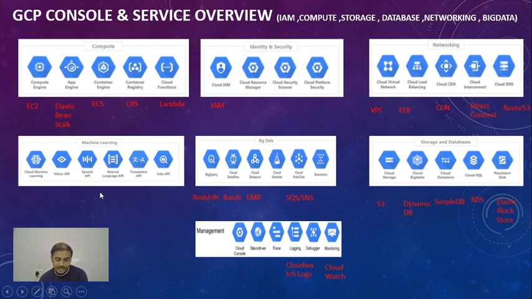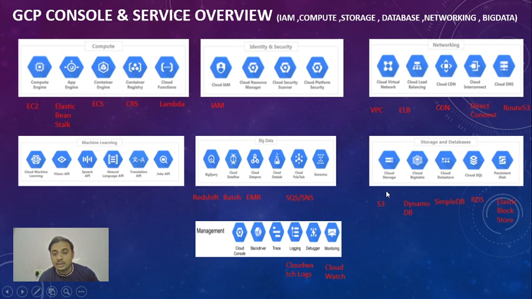Machine learning, there is no direct mapping because Google provides very extensive offerings. But again, for big data, we have Redshift to BigQuery, right? BigQuery in GCP is Redshift. Cloud Dataflow is your Batch. Cloud Dataproc is your EMR. And your Pub/Sub is your SQS and SNS.